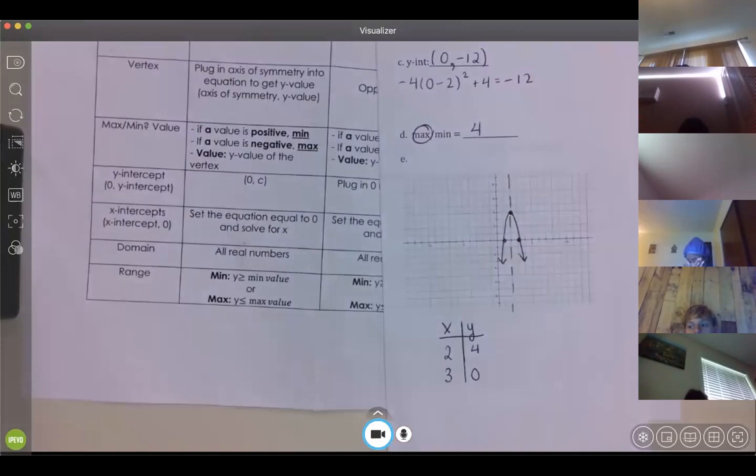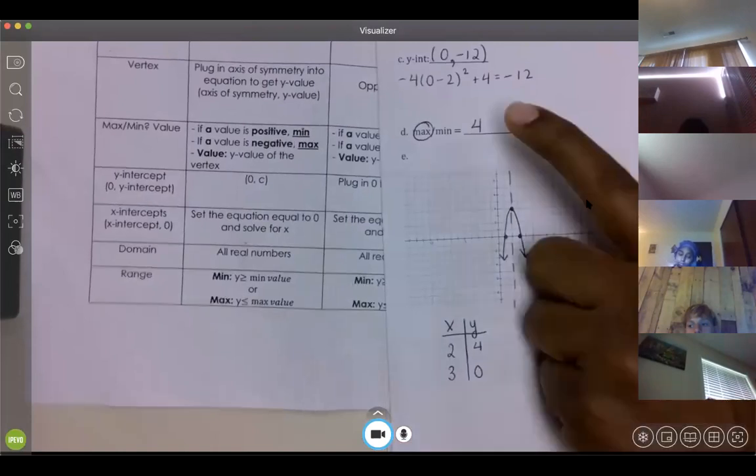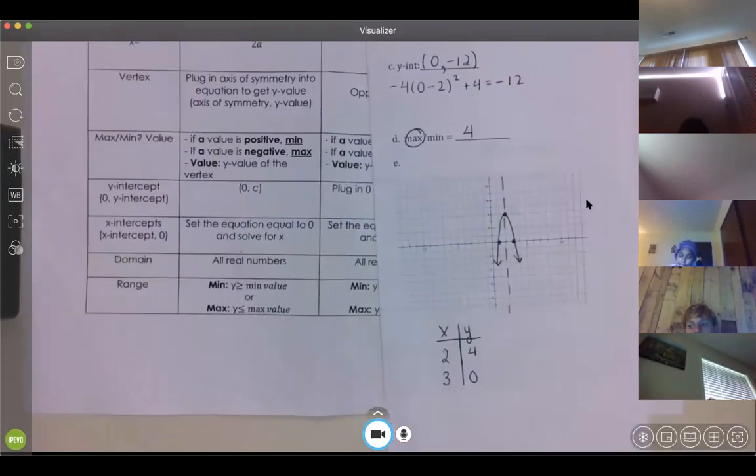Any questions on part E or any part of that problem? So for the maximum and minimum, both examples are positive. So what is one maximum and one is minimum? You're not looking at the value, you're looking at the A value. So in problem number 1, the A was +1, so that's why it was a minimum. But in example 2, the A value was -4, so that's why it was a maximum. Does that make sense?